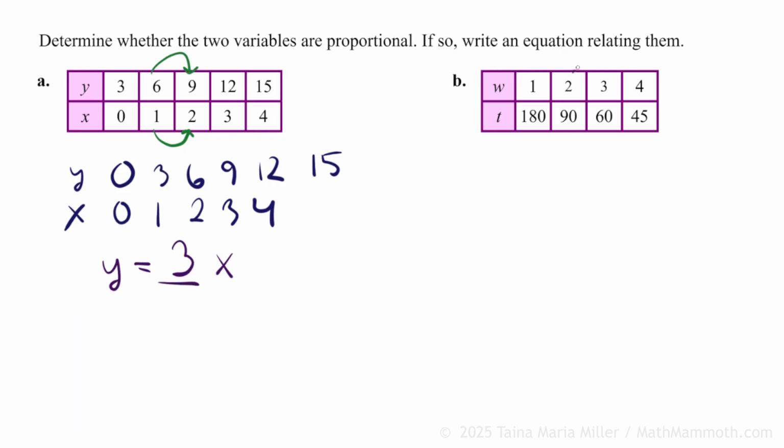All right, and then this other, is it a proportional relationship? When one variable doubles, 2 to 4, the other one goes from 90 to 45. But hey, that's not doubling. It becomes a half, 1/2 of itself, a halving. So no, this is not a proportional relationship.